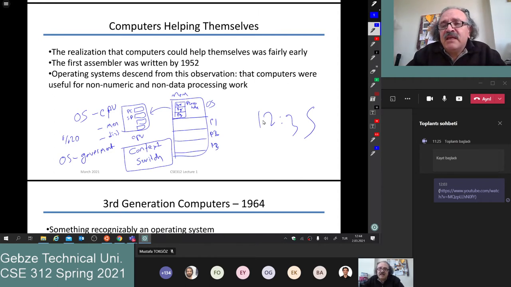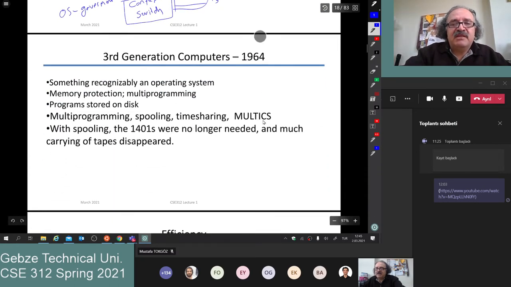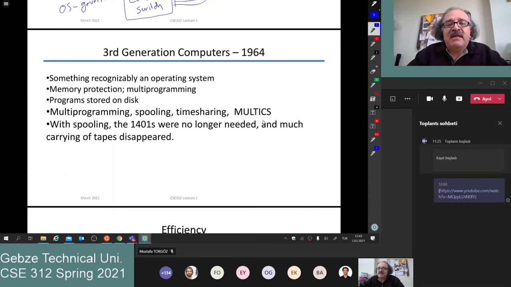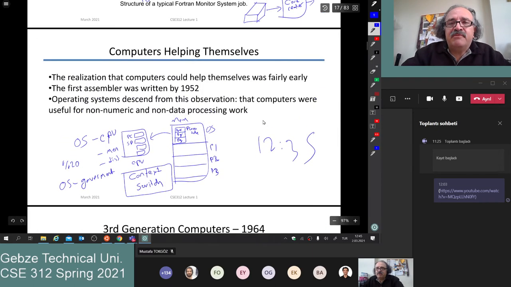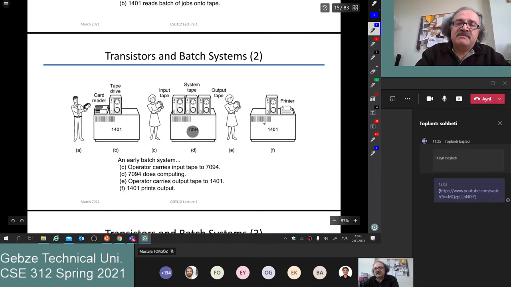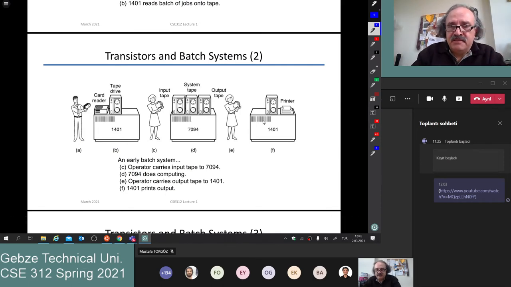And then they started saying, what if there is a permanent program in the computer and it is helping us to manage the resources and to abstract away the hardware details. So something recognizable as operating system came up in mid-1960s. Okay, they say, what are we going to do? The first idea is, let's do the multi-programming. Before that, we didn't have the multi-programming, okay? This machine runs the batch jobs.